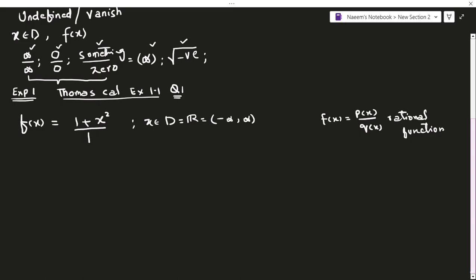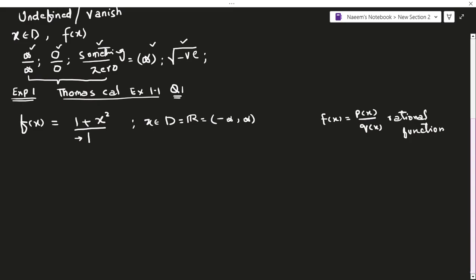So this 1. When you put any x in this f of x, this 1 cannot be changed. For example, if we put x equal to 0, it will be 1 plus 0 square over 1. If we put x equal to 1, 1 plus 1 square over 1. If we put x equal to 2, 1 plus 4 over 1. This 1 is not changed when you change the value of x. So this 1 is constant. So this 1 cannot be infinite. This 1 cannot be 0.